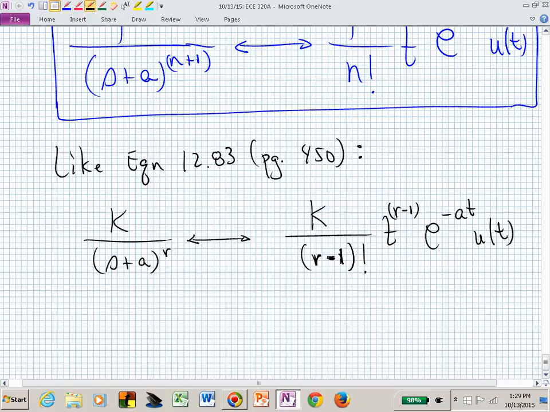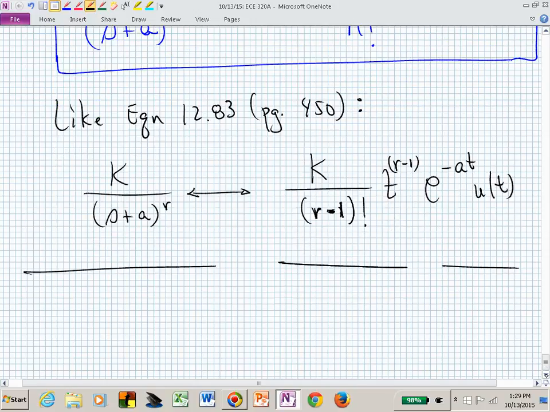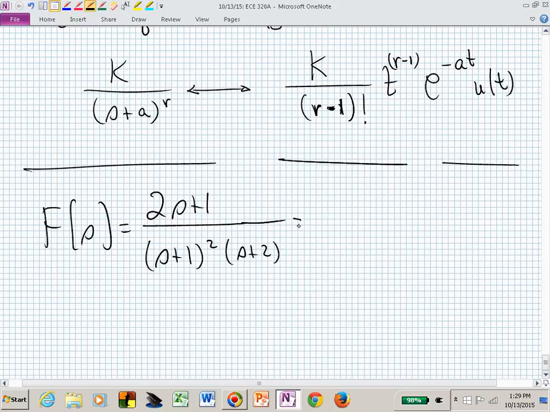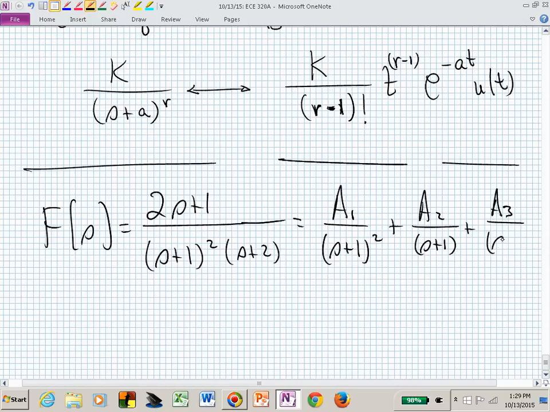Let's now look at a particular example. Suppose that we now have capital F of s, which is what we just had, 2s plus 1 over s plus 1 squared times s plus 2. Structurally, we know the partial fraction expansion structure, the right-hand side. That's a1 over s plus 1 squared plus a sub 2 over s plus 1 plus a sub 3 over s plus 2.